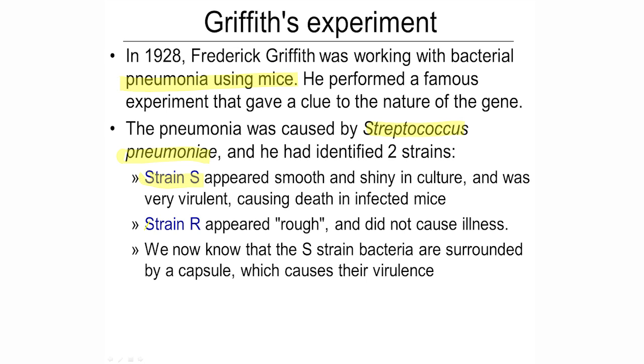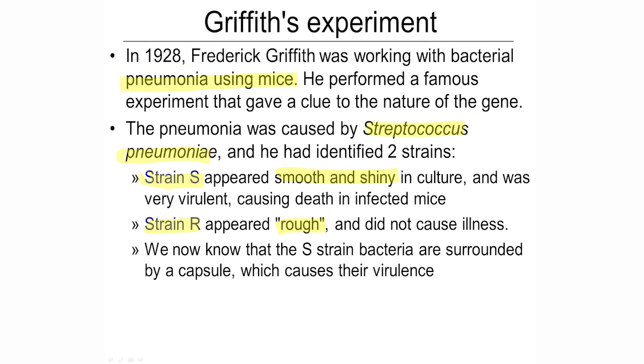There was the S strain and there was the R strain. And he named it S because when grown on a plate, you could see that it was smooth and shiny. Yeah, S for smooth. In other words, he could tell the difference just by looking at it, not even under a microscope. The R was rough, in other words, not smooth. You could tell the difference.